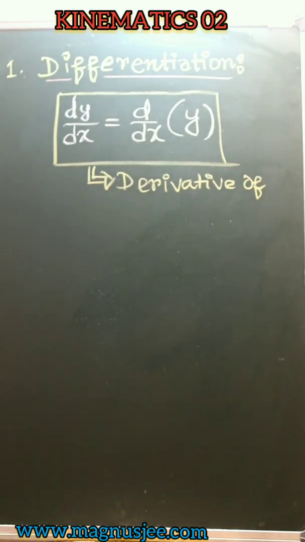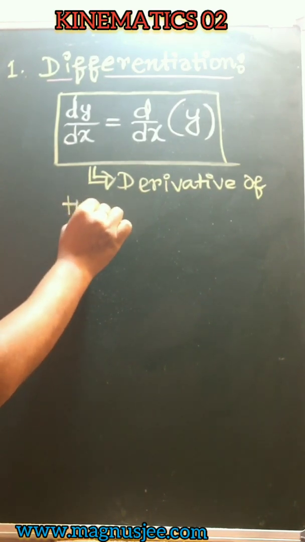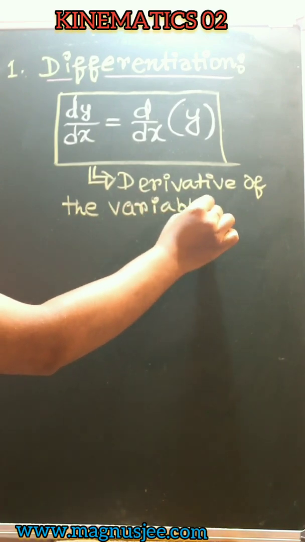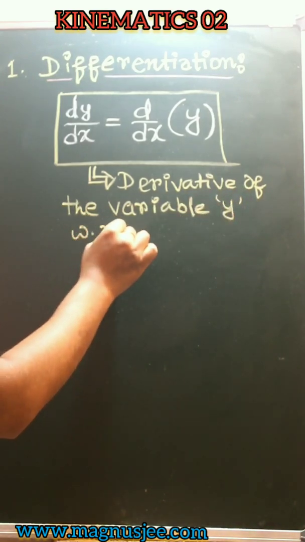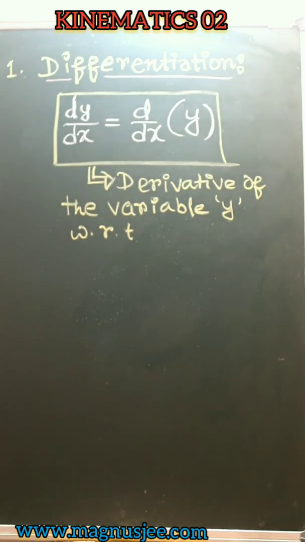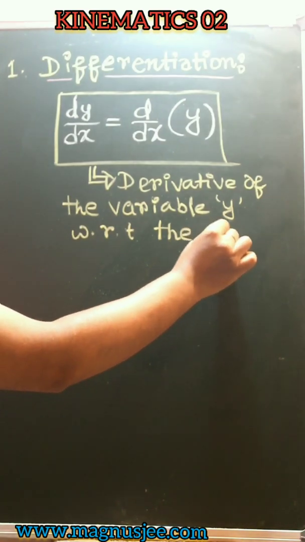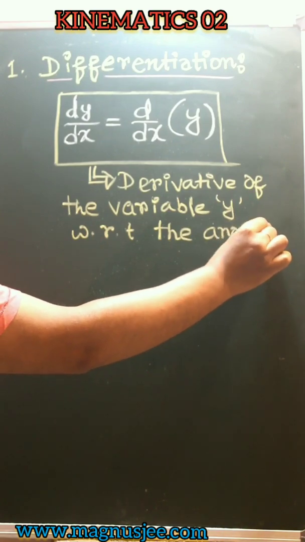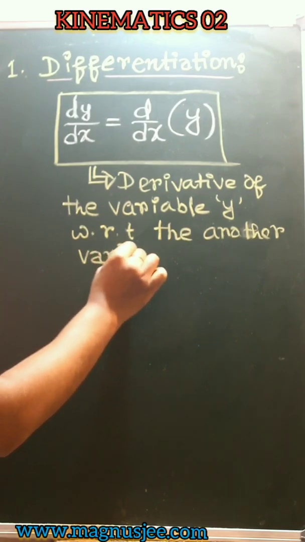y, derivative of the variable y with respect to, WRT means with respect to, the another variable x. dy by dx equal to ddx of y, which is known as derivative of the variable y with respect to another variable x.